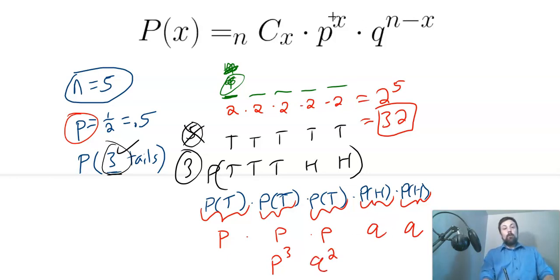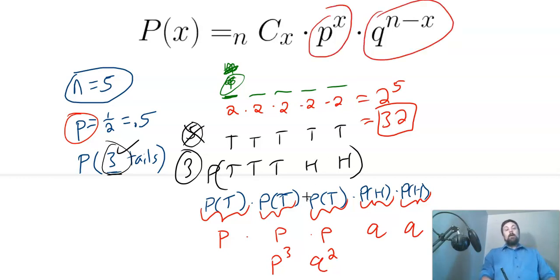And now you can see why this formula has those 2 factors in it. So if you want to find the probability of 3 successes out of 5 trials, you're going to have the probability of a success 3 times and the probability of a failure twice.